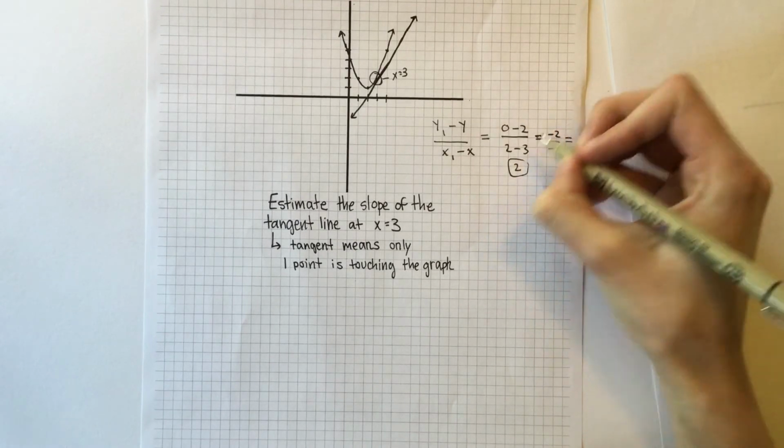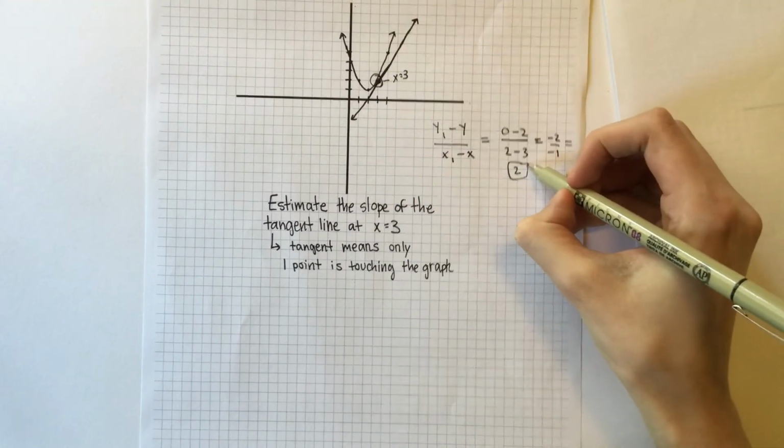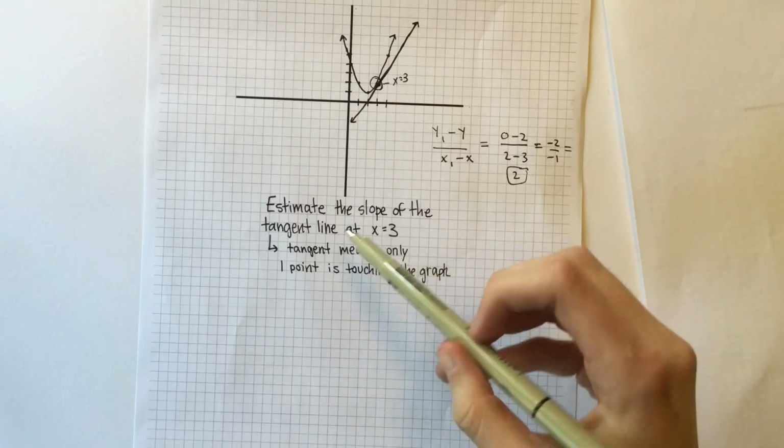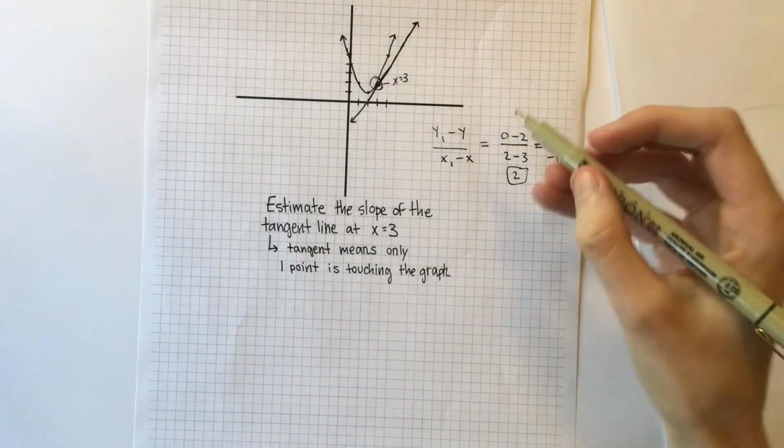Once again, this is an estimation for instantaneous rate of change. It might not be the exact rate of change here because we're kind of guessing, but we will get into exact rates of change later on in the show.